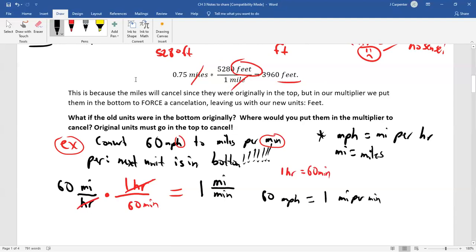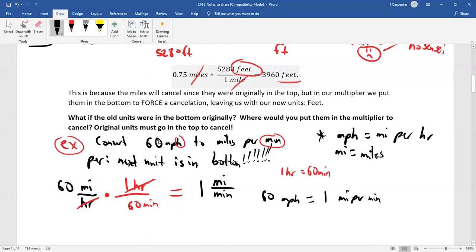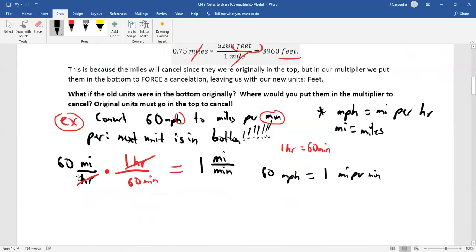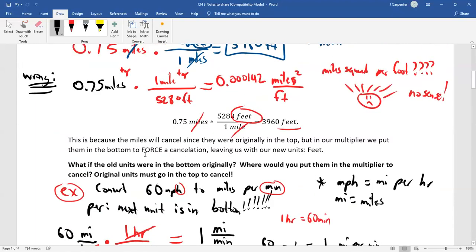So we have now seen an example where original units were in a top. So in the multiplier, the original units go in the bottom to cancel. We've also seen an example where our original units that needed to go bye-bye were in a bottom. So in the multiplier, they go in the top. This is dimensional analysis. This is how dimensional analysis works.